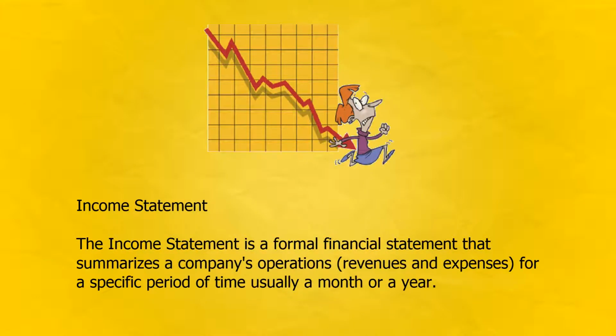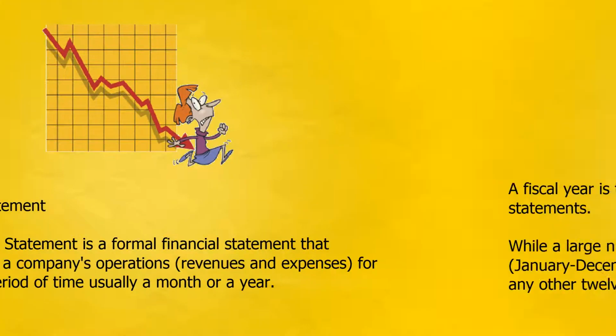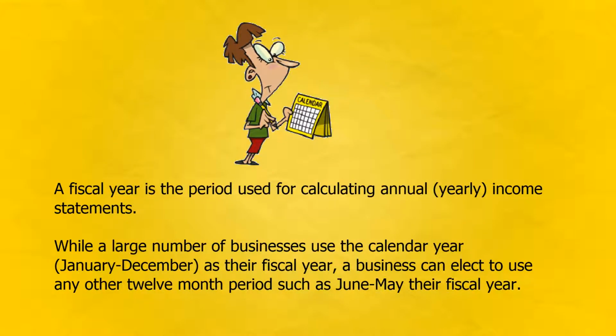Income statement. The income statement is a formal financial statement that summarizes a company's operations, revenues and expenses for a specific period of time, usually a month or year. A fiscal year is the period used for calculating annual, yearly income statements. While a large number of businesses use the calendar year, January to December, as their fiscal year, a business can elect to use any other 12-month period, such as June to May, as their fiscal year.